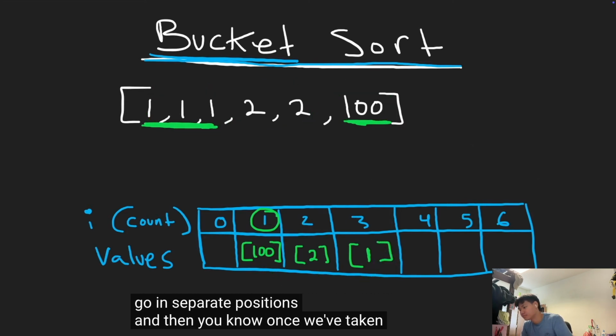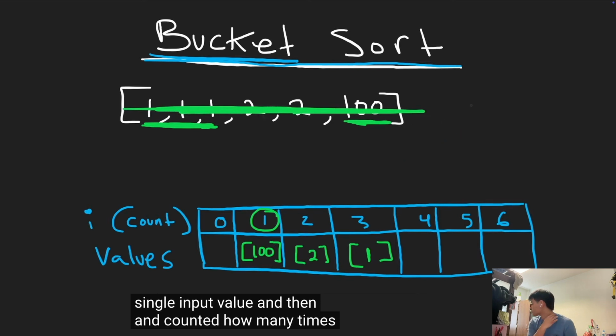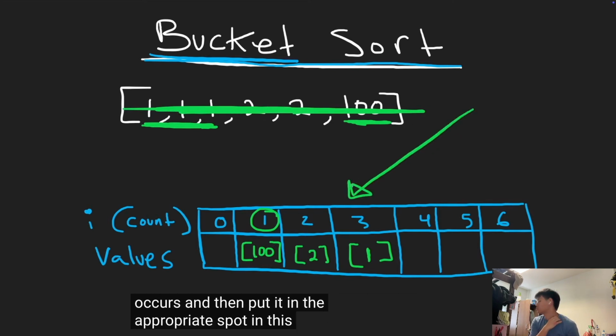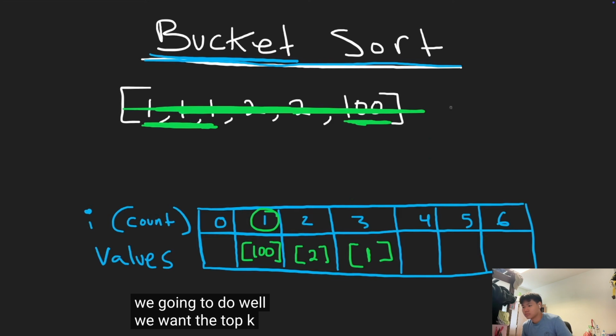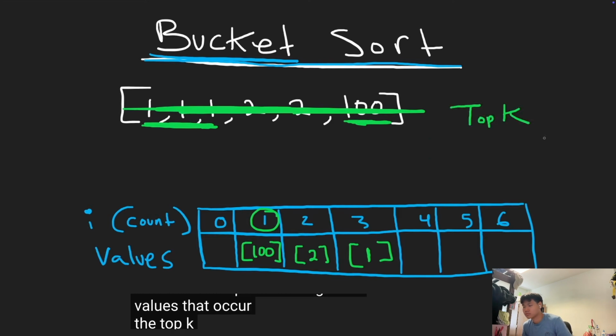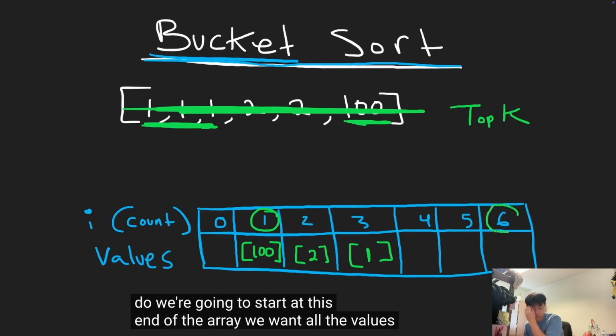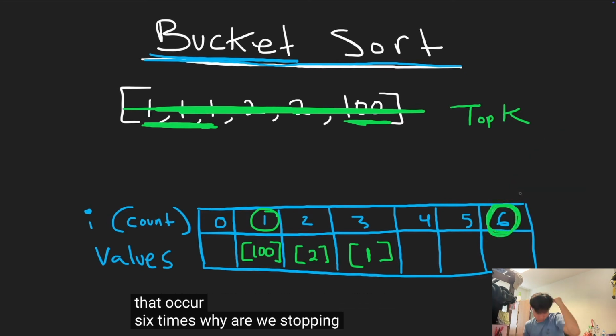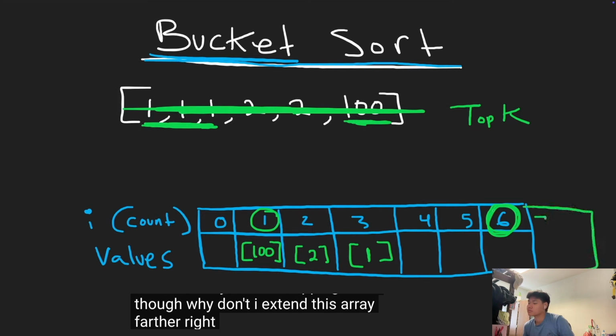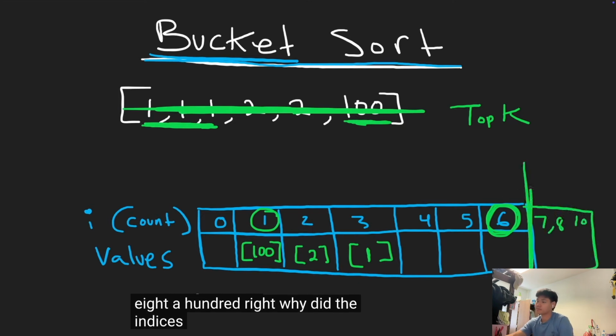And then, once we've taken every single input value and counted how many times each value occurs and then put it in the appropriate spot in this array, what are we going to do? Well, we want the top k values, right? The top k values that occur most frequently. So what are we going to do? We're going to start at this end of the array. We want all the values that occur 6 times. Why are we stopping at 6 though? Why don't I extend this array farther, right? 7, 8, 100, right? Why do the indices stop at 6?